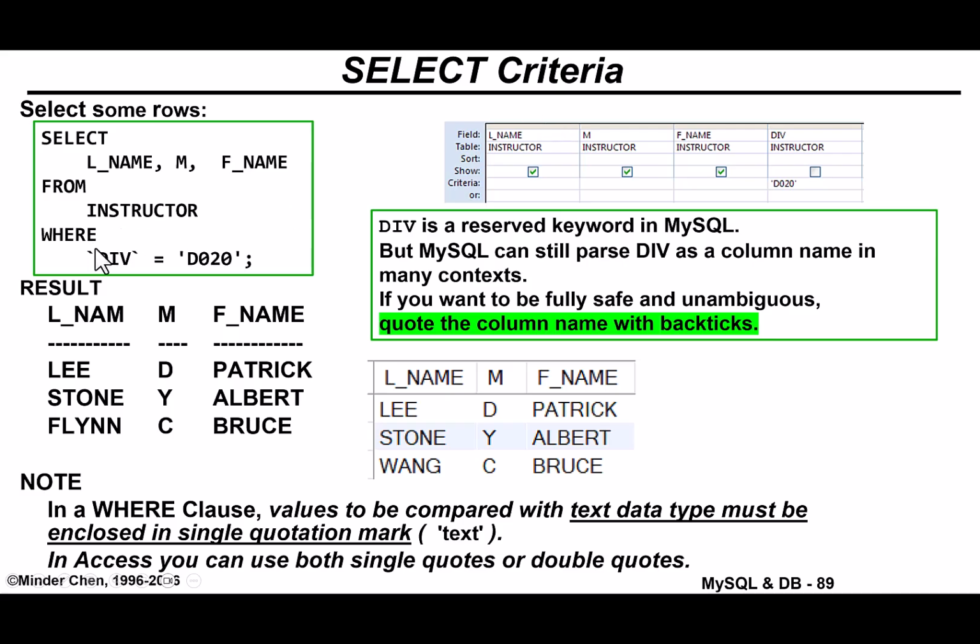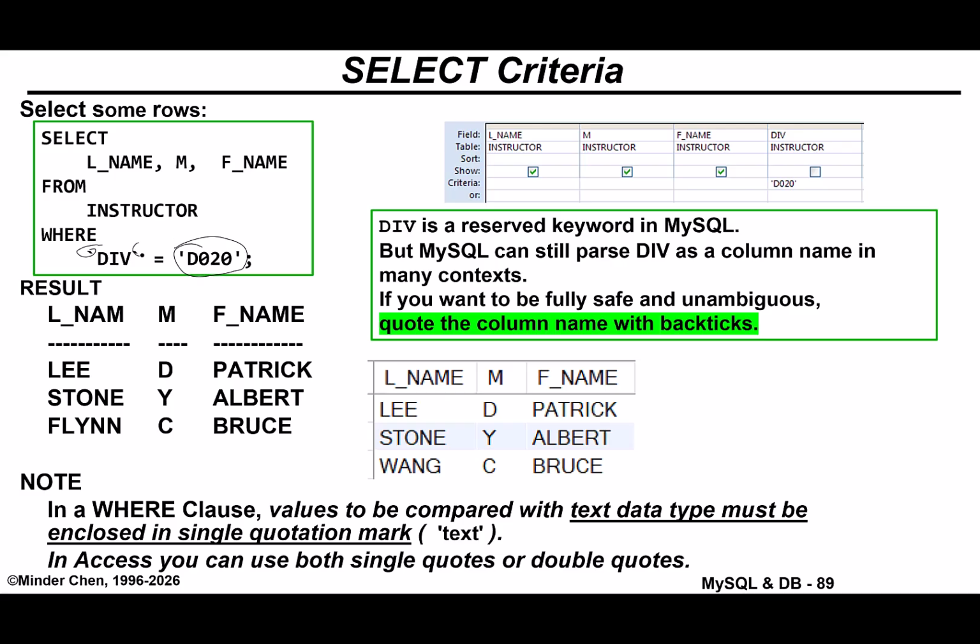Criteria, where clause. Okay. In this case, we want last name, middle name, and first name from the instructor table, where div, by the way, is the division the instructor worked for. And then here we want to retrieve instructors who worked for department 020. It's a string, so enclose it in single quotes.